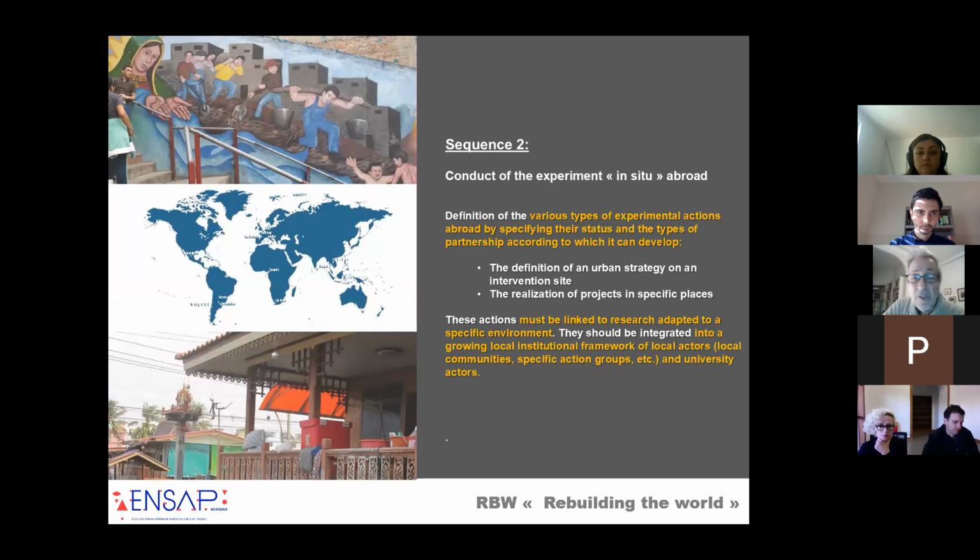The second sequence is, for us, very important. Well, now it's complicated by this pandemic period. Well, with Zoom it's possible to have also this kind of experience. We are sharing that. But this sequence is very important. This idea is to conduct one experiment in situ, on field, but abroad. It can be in France, but we prefer it could take place abroad.